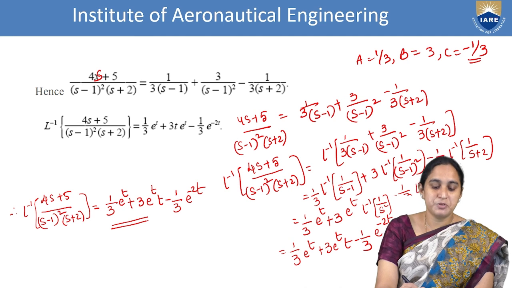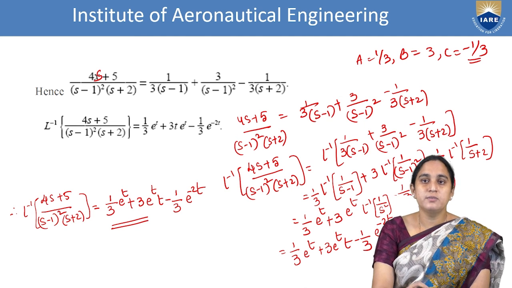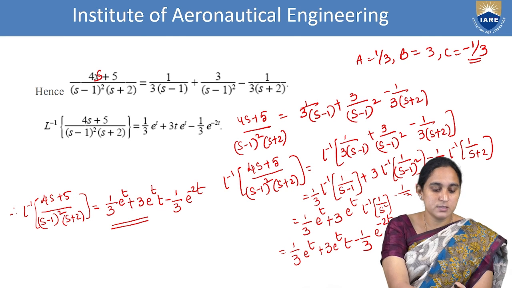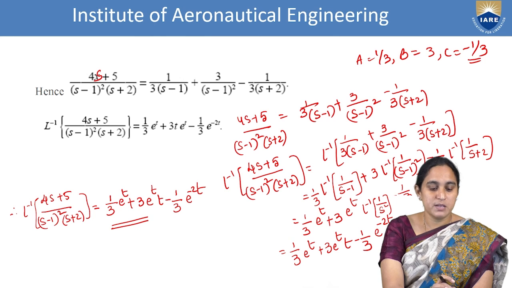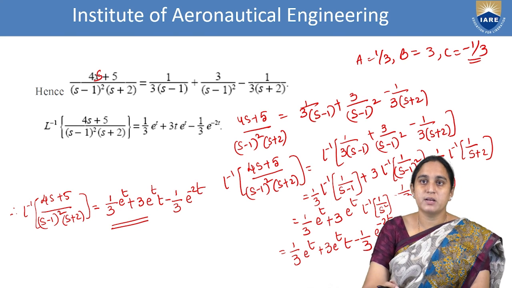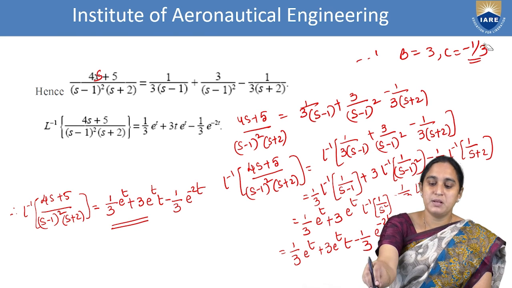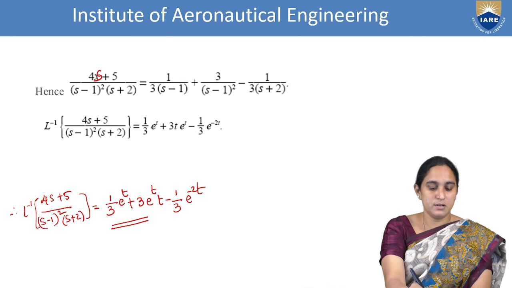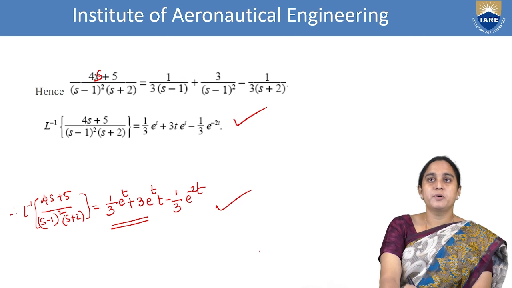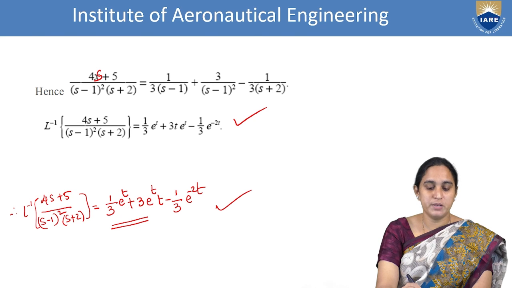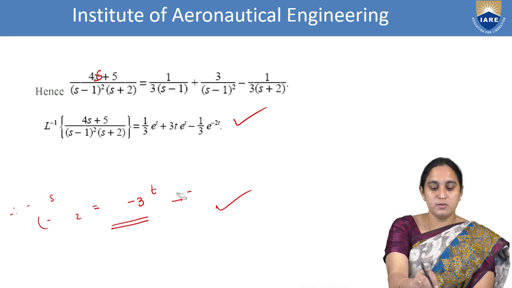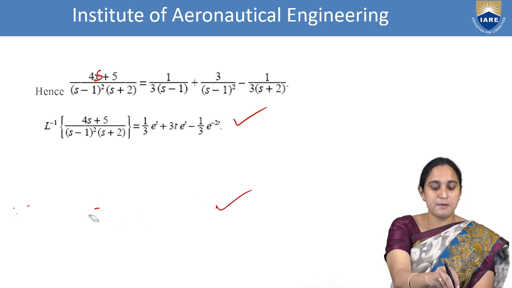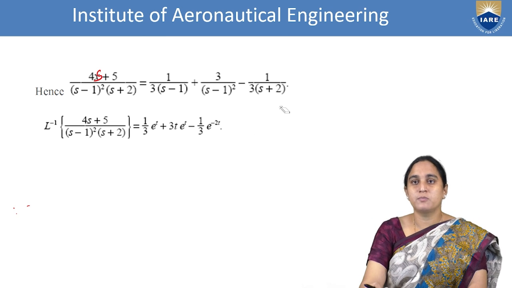If you know the concept of partial fractions, you can easily get the answer for the Laplace inverse of this type of function, that is (4s plus 5) by ((s minus 1) whole square into (s plus 2)). This is the concept of using partial fractions in Laplace transforms. Therefore, the final answer is this one: 1 by 3 into e power t plus 3t into e power t minus 1 by 3 into e power minus 2t. What we discussed today is the use of partial fractions in Laplace transform. This is the topic for this.